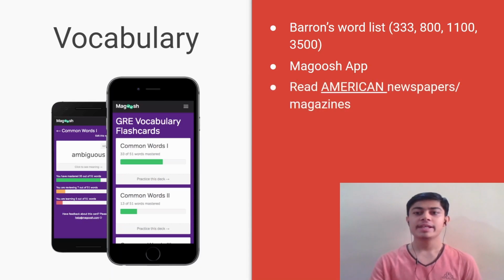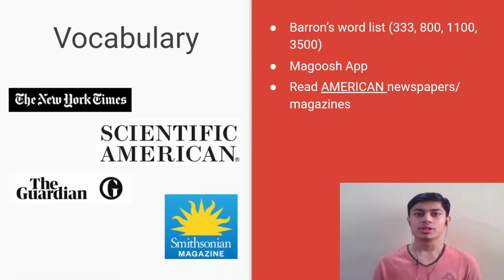Next is read American newspapers and magazines. The ETS is an American organization, so it is definitely a wise thing to read the text which is likely to be found on the exam. Here are some resources. The New York Times, Scientific American, The Guardian, and Smithsonian Magazine are great resources. They will cover a wide range of topics such as philosophy, history, culture, arts, science, technology, and all the other topics under the sun.